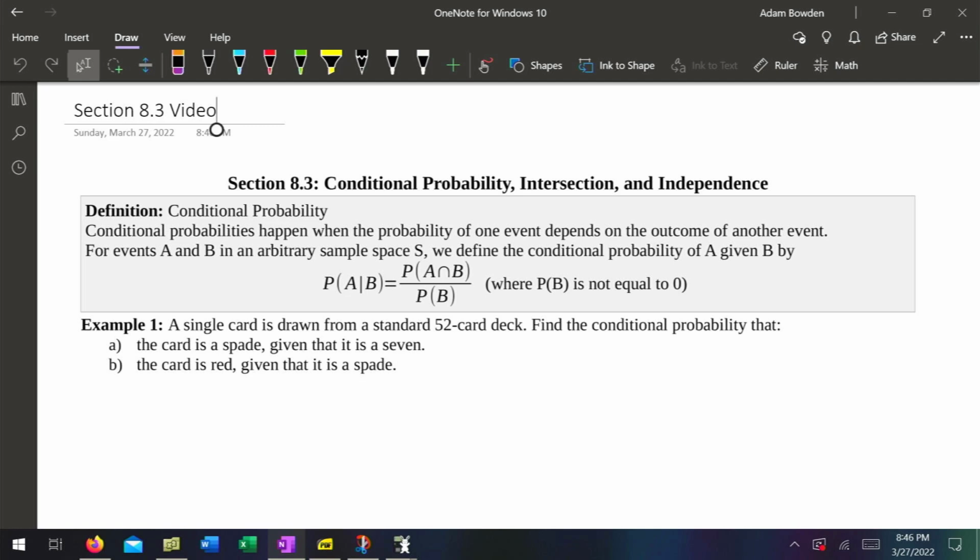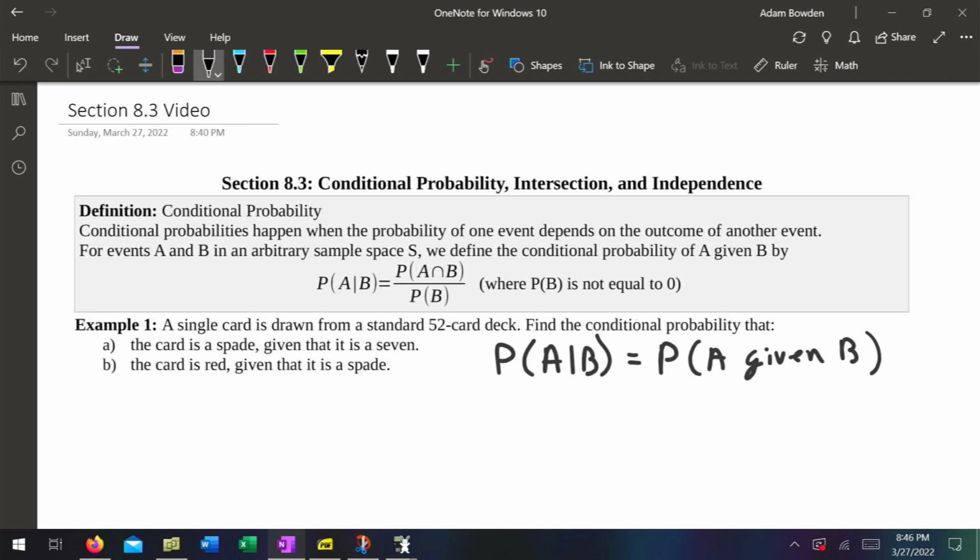It says that conditional probabilities happen when the probability of one event depends on the outcome of another event. For two events A and B within a sample space S, we define the conditional probability using this notation: the probability with the letter P, but we have the A with a line next to it, separating it from B. And this stands for the probability of A given B. So that's how we read that new notation here. And it gives us a formula to do it. It says the probability of A intersect B divided by the probability of B.